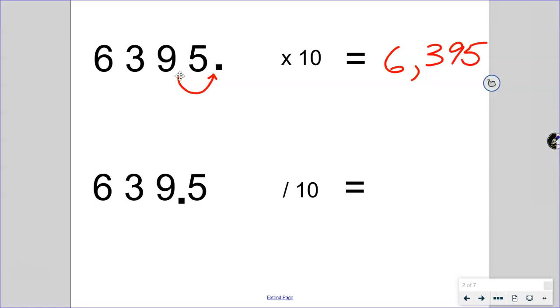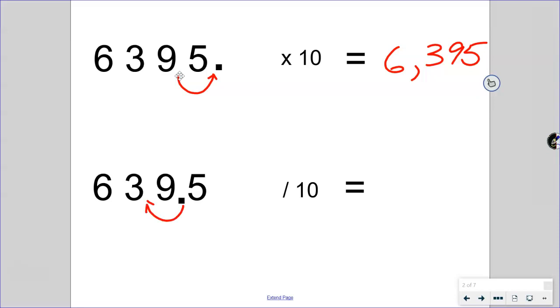All right. Now let's talk about the one on the bottom. If we're taking 639 and 5/10 and dividing it by 10, it means we're taking that number and splitting it up equally into 10 groups. So in this situation, instead of shifting that decimal point to the right, we're going to take that decimal and we're going to shift it one place to the left.